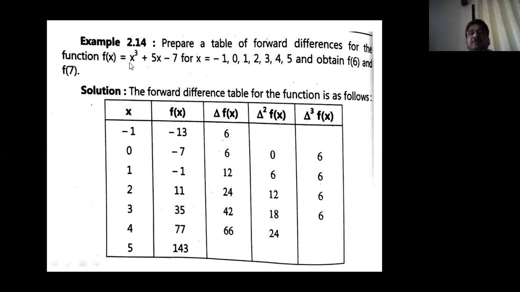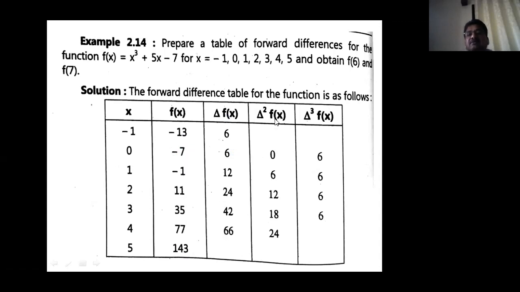Then what is the value of f(x) at 0? Substitute x equal to 0. So this is 0, this is 0, and -7 is the value at 0. Similarly, substitute 1, 2, 3, 4, 5, and these are the values of f(x) or y. So the next column is delta f(x): this value minus this value, written in the middle of these two. So 35 minus 11, 77 minus 35, 143 minus 77, that is 66.